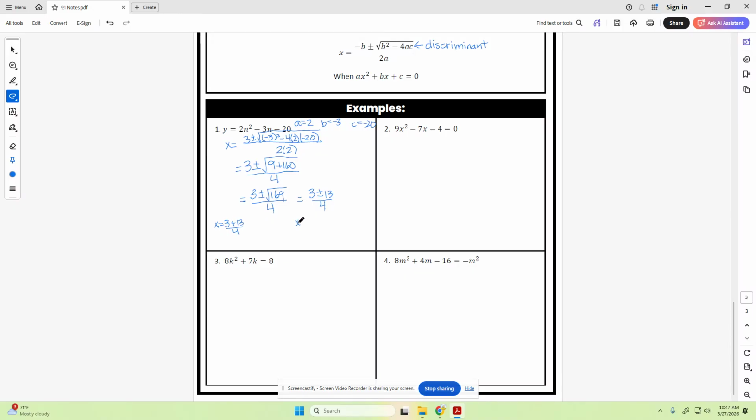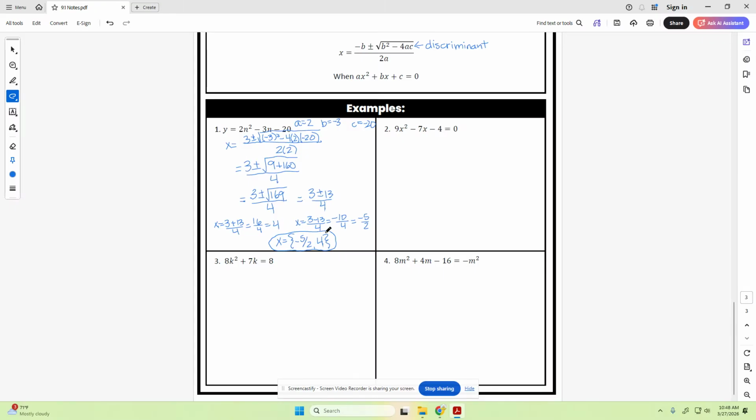We're going to have another solution when we do 3 minus 13 divided by 4. So this would come out to be 16 over 4, which is 4. And this would come out to be negative 10 over 4, which simplifies to negative 5 halves. So those are our two solutions, and we write our solution set in curly brackets from least to greatest, just like on all the other ways of solving. And that's our answer.